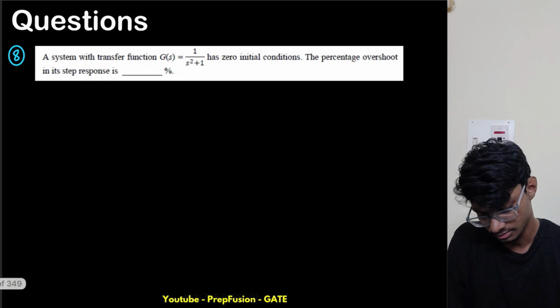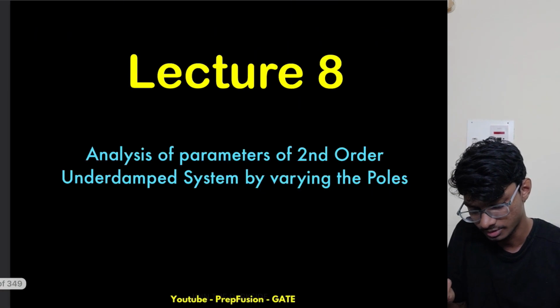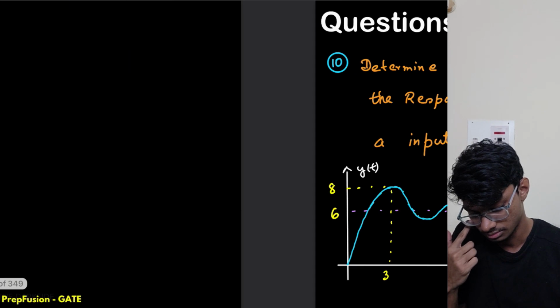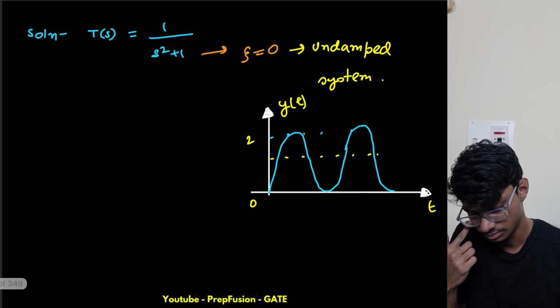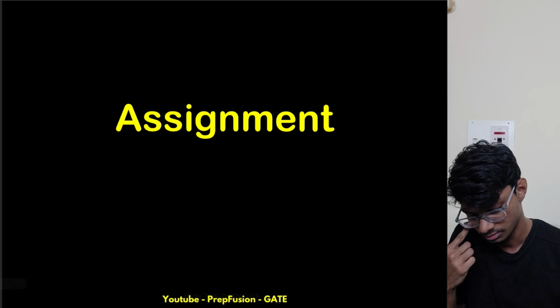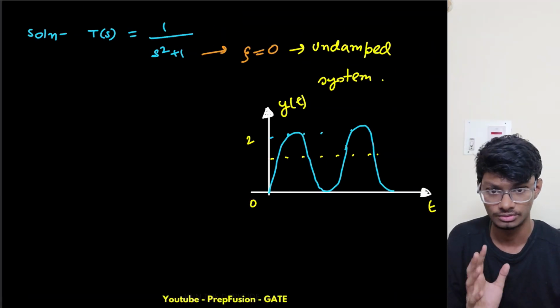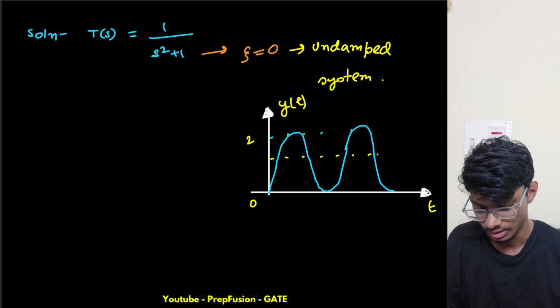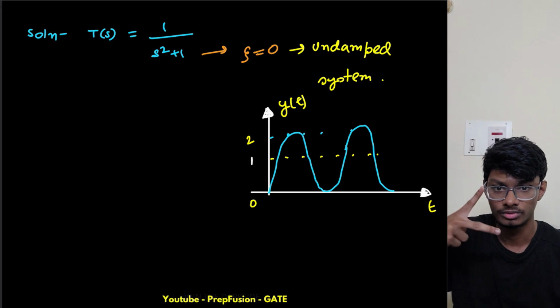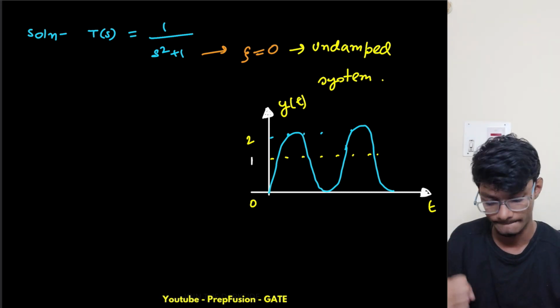For a step response it keeps oscillating. So for a step response it will swing between 0 to 2, right? It will swing between 0 to 2.